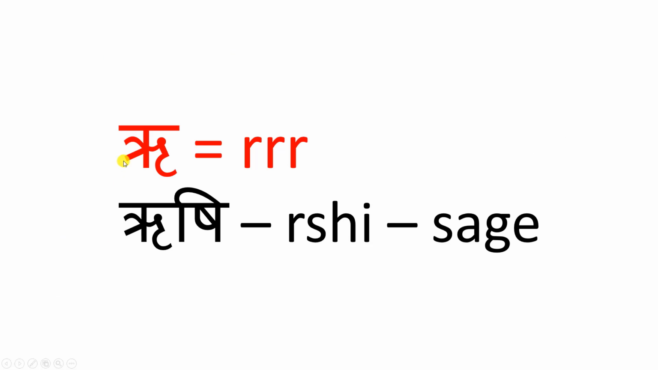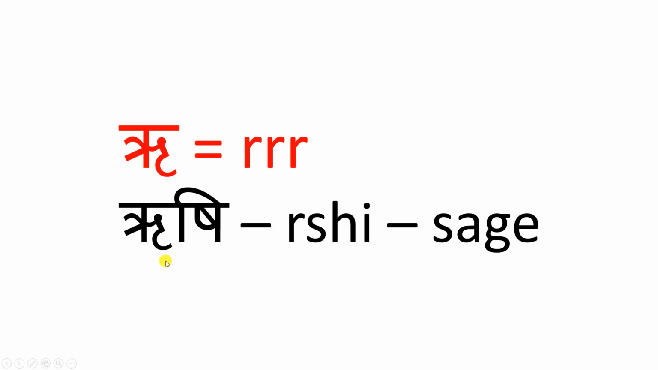Now this is pronounced like r. So this is the r sound. Here is a word which uses this vowel: Rishi. Rishi means sage, not the herb sage, but sage as in a person.